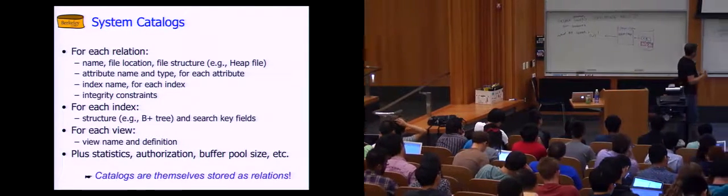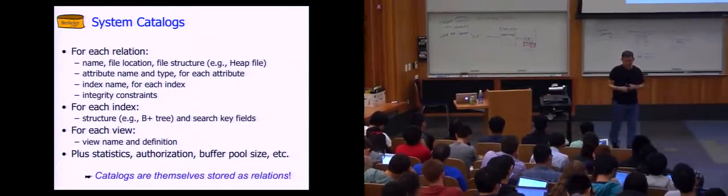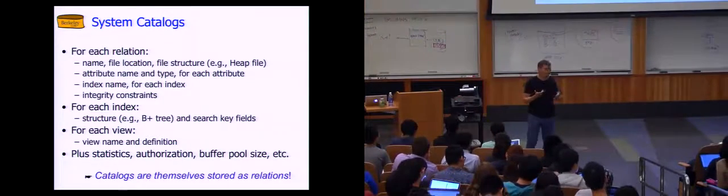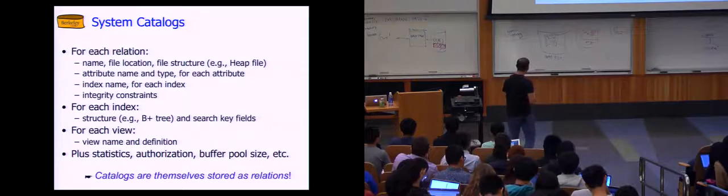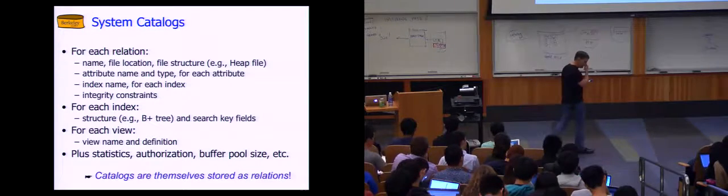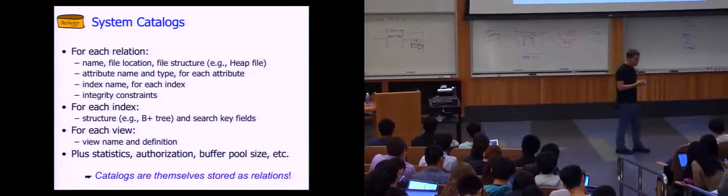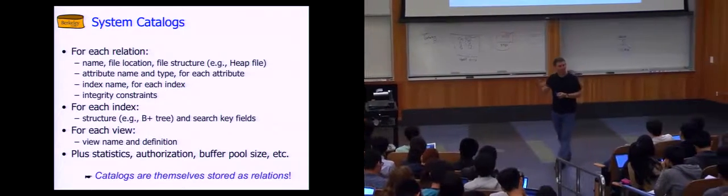For each index, we'll know what kind of an index it is. In this class, we'll probably just study B+ trees, but there are other indexes that people use in the field. And it'll tell you what the search keys of the index are. What can you look up with this index? I can look up on GPA, or I can look up on last name.